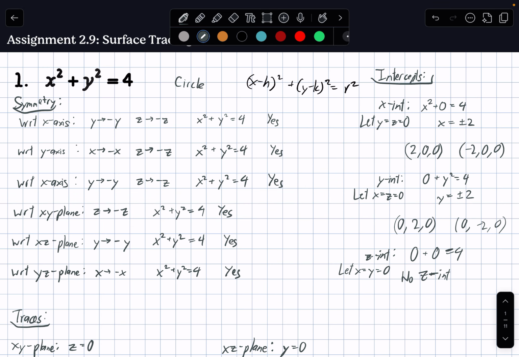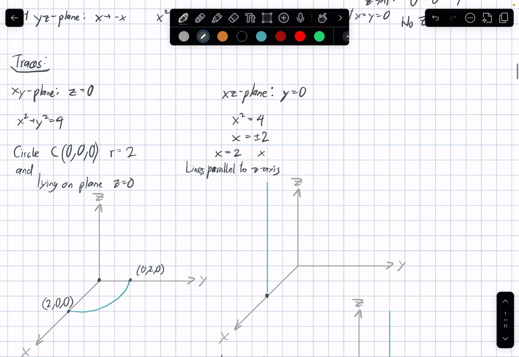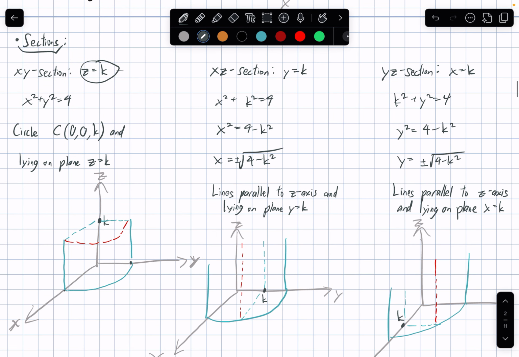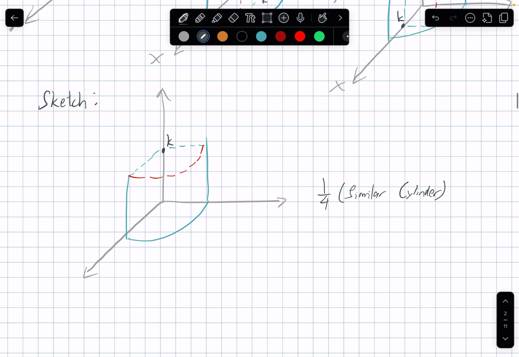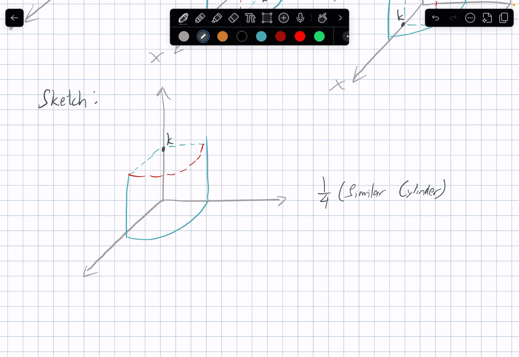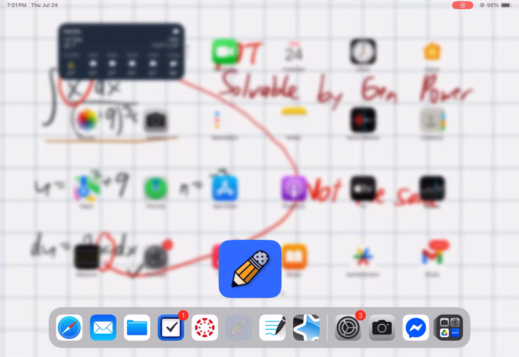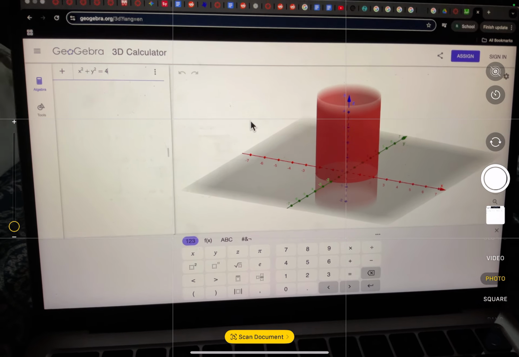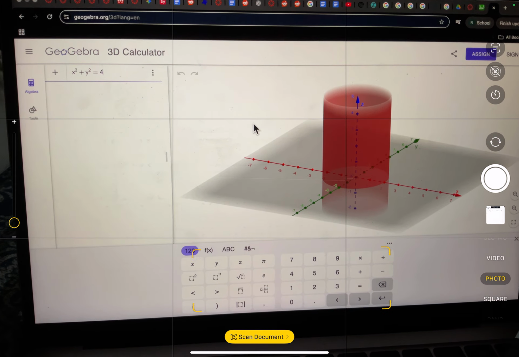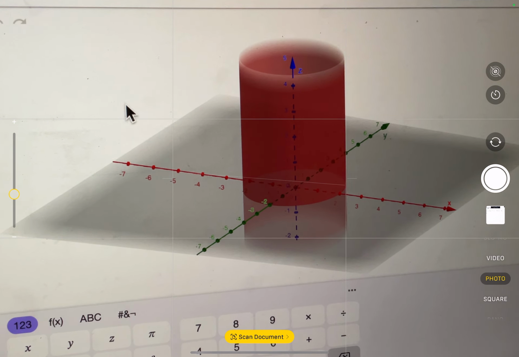I mentioned that it was a circle in the context of 2D, but in 3D, it would look like a cylinder. That makes sense. Yeah, our illustration is very similar. Let me show you. So, yeah, this is what the figure looks like.